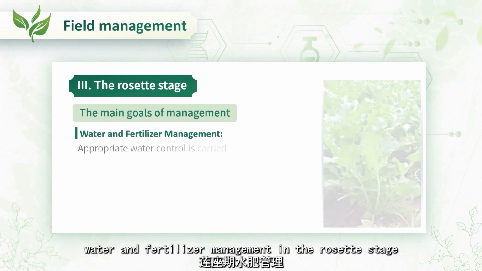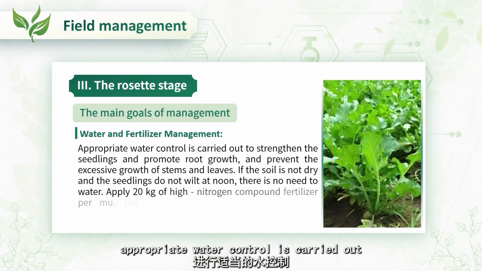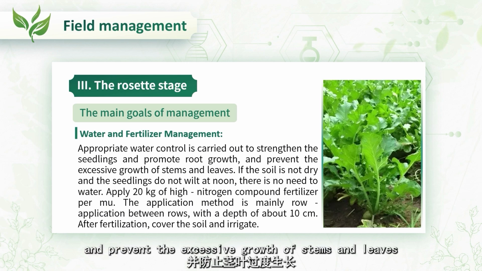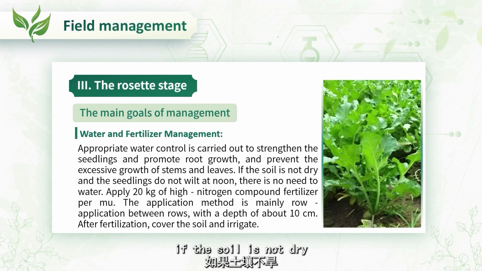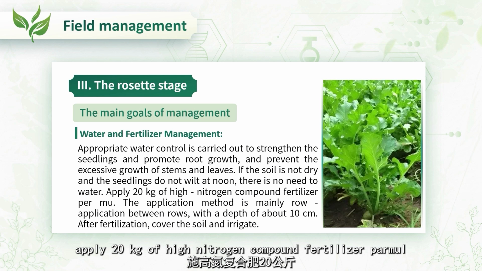Water and fertilizer management in the rosette stage. Appropriate water control is carried out to strengthen the seedlings and promote root growth, and prevent the excessive growth of stems and leaves. If the soil is not dry and the seedlings do not wilt at noon, there is no need to water. Apply 20 kg of high nitrogen compound fertilizer per moo.